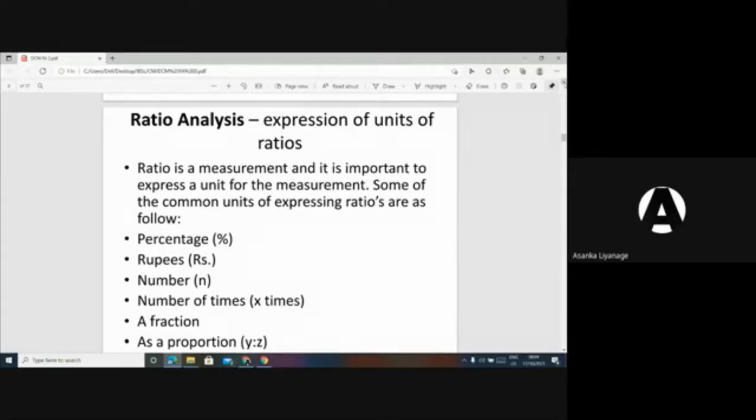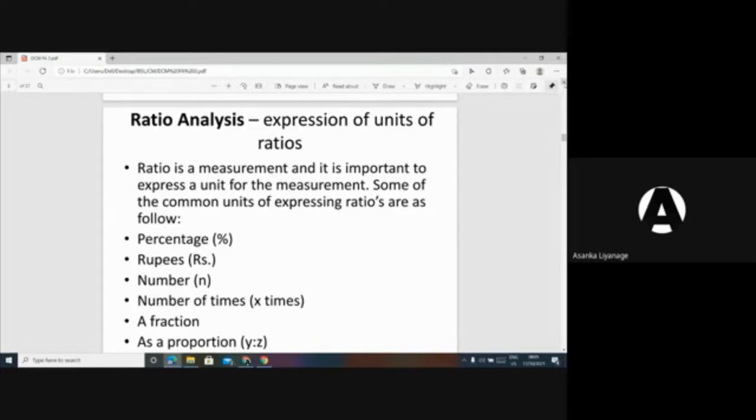Percentage: gross profit ratio, net profit ratio, return on asset, return on equity. All of these are in percentages. In rupee terms, we take some ratios such as earnings per share and dividend per share, right? Then you can have a number, a figure like 1, 2 or 3. There are some ratios we express as a number. Then number of times.